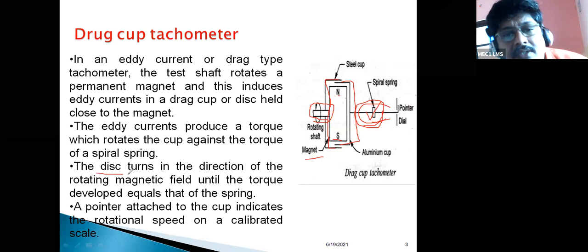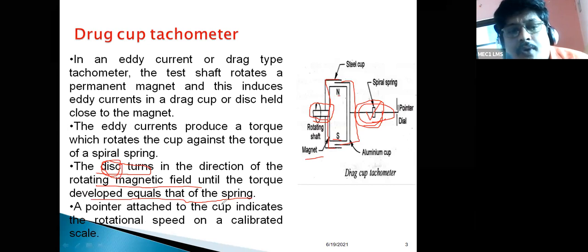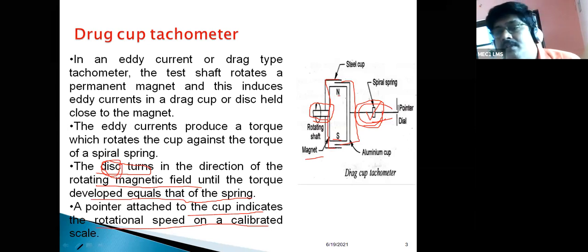Here the disk we can also call a drag cup. The disk turns in the direction of the rotating magnetic field until the torque developed is equal to that of the spring. Then, if you observe clearly, the pointer is here. The pointer attached to the cup indicates the rotation speed on a calibrated scale. The pointer moves, and wherever it stops stable, that is the speed of the rotating shaft.